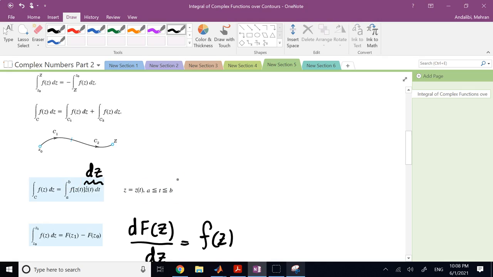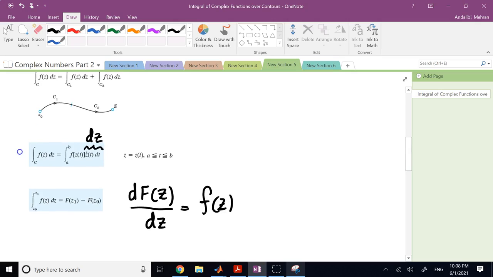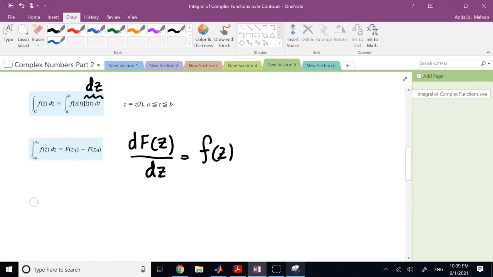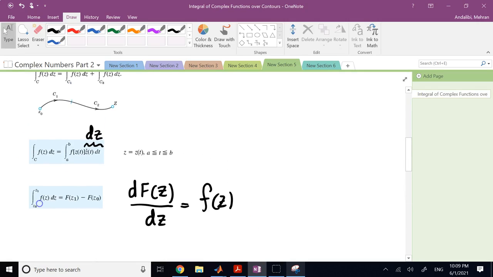And here I try to give you a couple of examples for these, and then we go to the next topic, which is Cauchy's integral theorem and so on. But right now, let me first provide you with a few examples, one for each one of these methods, and then, as I said, we go to the next topic.